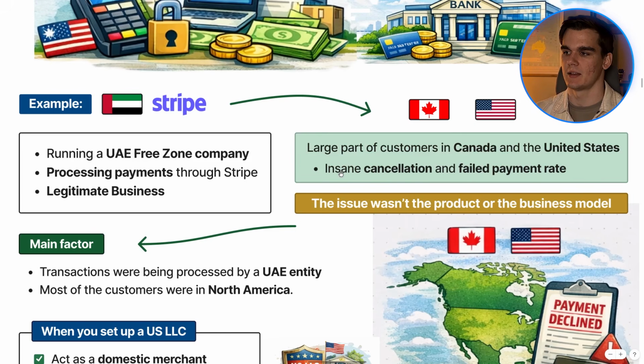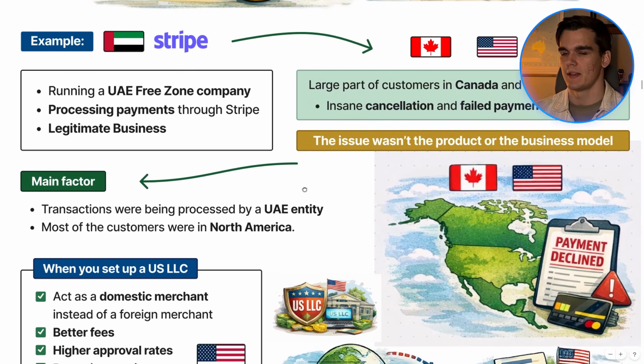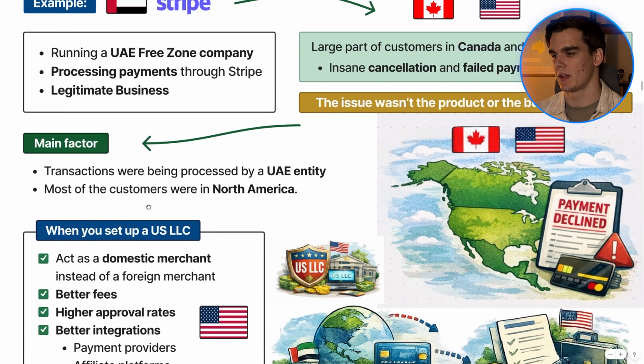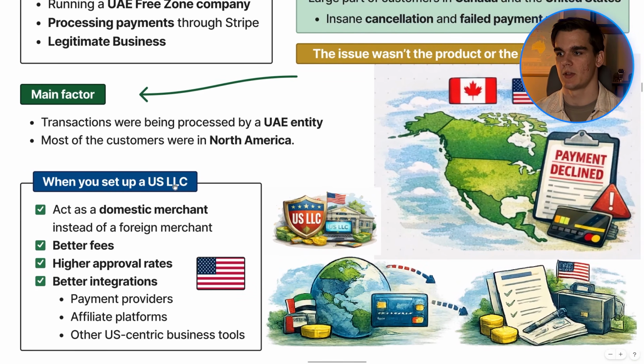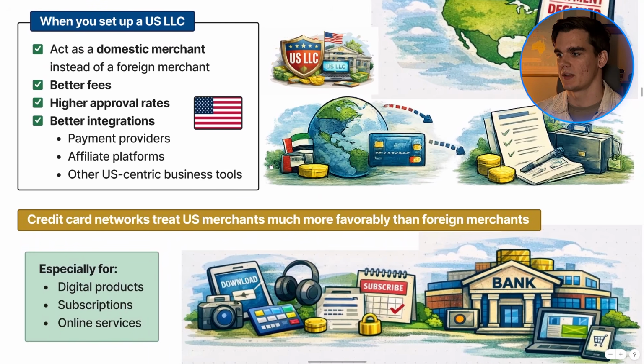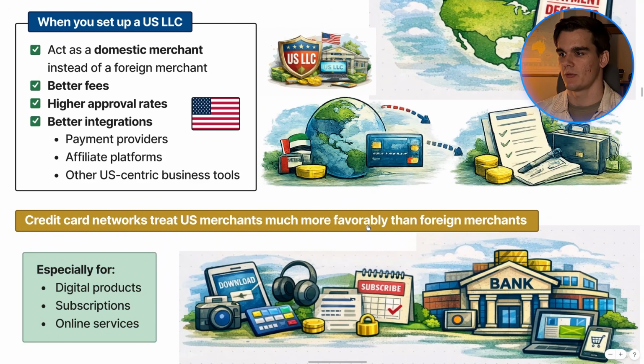He couldn't really explain it at first, as the issue wasn't the product or the business model. The main factor was simply that the transactions were processed by a UAE entity, while most of the customers were in North America. When you set up a US LLC, you effectively act as a domestic merchant instead of a foreign merchant. This gets you better fees, way higher approval rates, and better integrations with payment providers, affiliate platforms, and other US-centric business tools. The US credit card networks treat US merchants much more favorably than foreign merchants, especially for digital products, subscriptions, and online services.